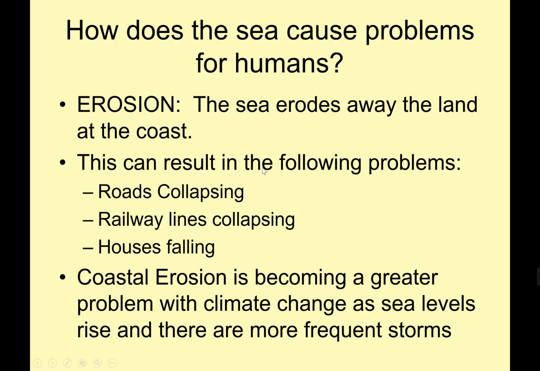Okay, so you need to take this down into your hardbacks. Erosion is when the sea erodes away the land and the coast. It can cause the following problems: roads collapsing, railway lines collapsing, houses falling in. Coastal erosion is becoming a greater problem with climate change as sea levels rise and there are more frequent storms. So the yellow background needs to go into your hardbacks.